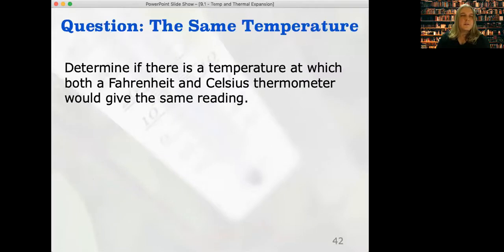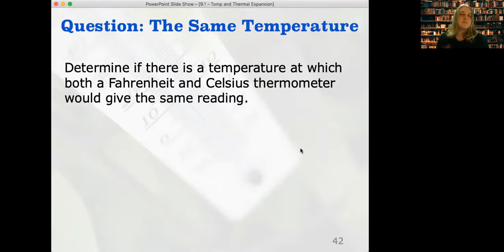Right, next question. Determine if there is a temperature at which both a Fahrenheit and Celsius thermometer would give the same reading. So you can start to think about it in terms of the physics. What does it mean for the two scales to be the same? But essentially, it's just a mathematics problem. I'm always going on about being able to identify the difference between maths and physics, but this sort of thing is still a useful exercise to make sure you can do the maths and think about what that means in terms of the physics.